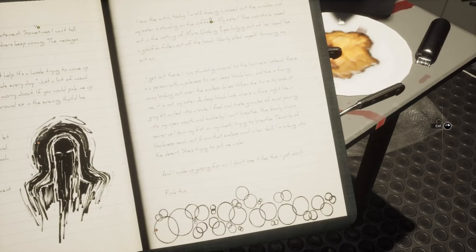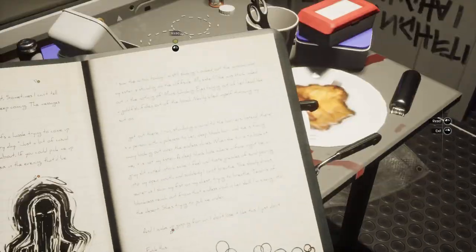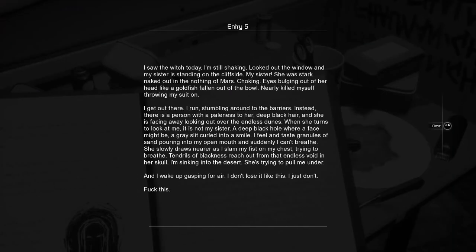I saw the witch today. I'm still shaking. I look out of the window and my sister is standing on the cliffside. My sister. She was stark naked, out in the nothing of Mars, choking, eyes bulging out of her head like a goldfish fallen out of the bowl. Nearly killed myself throwing my suit on.